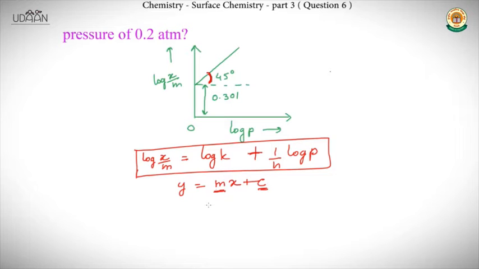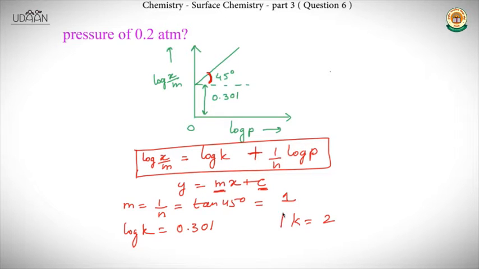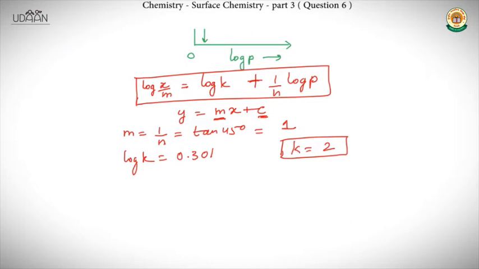If I compare this equation, I get that the slope here is 1 by n, which in this case is tan 45, which is 1, and log of k, which is the intercept, is given as 0.301. We know the values of log of 2 and log of 3, and log of 2 is 0.301, so k is equal to 2. If you don't know them, you should remember the values of log of 2 and 3 at least, because they are extremely important.